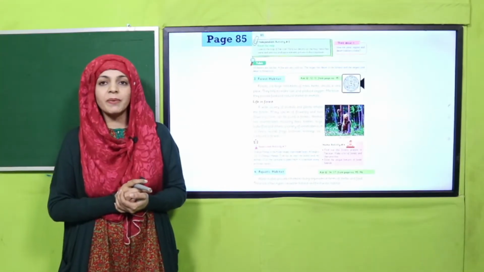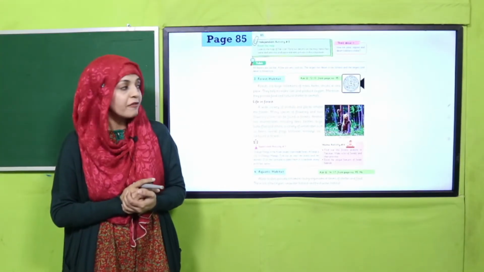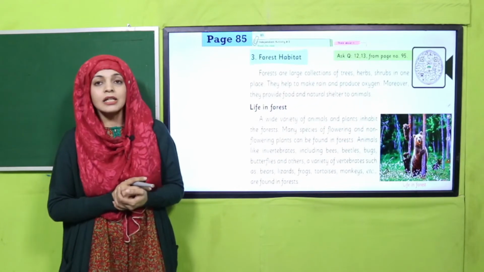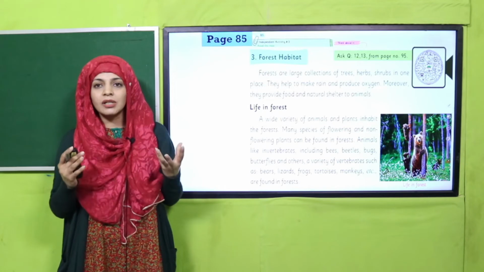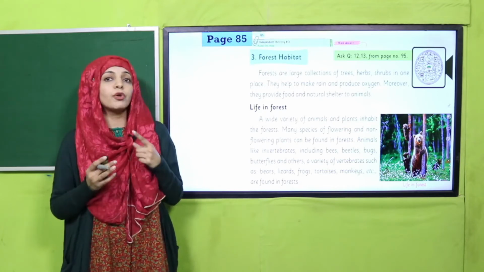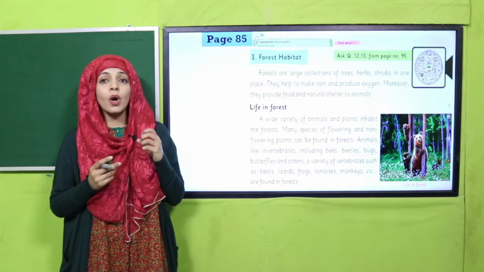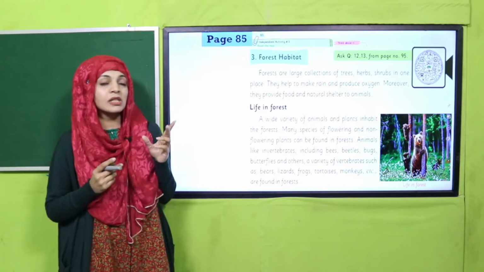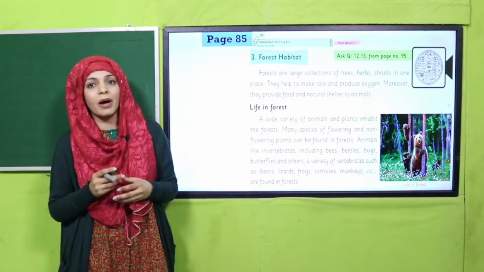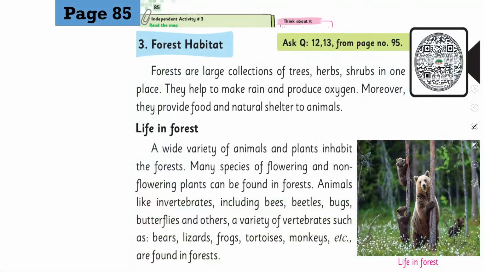I hope everybody has opened page number 85. Today we will talk about forest habitat. So forest habitat बहुत ही interesting सा है ये, क्योंकि यहाँ पे तमाम wild animals रहते हैं. You have to put your fingers where I will read and you have to concentrate because you will also see all the pictures of different animals that we will read about. Okay? So my dear students, forest habitat.